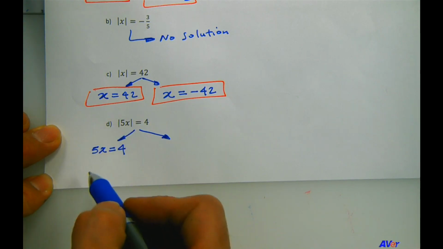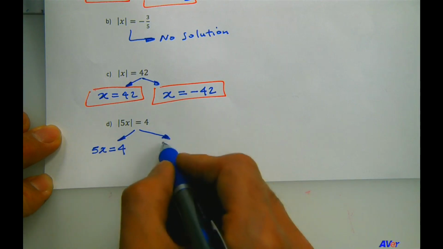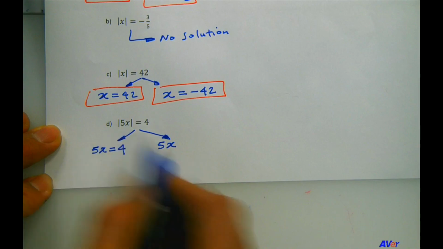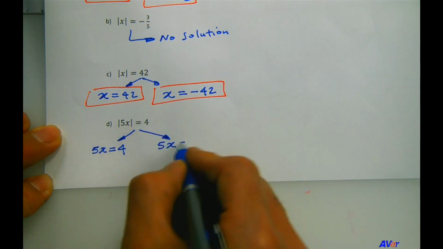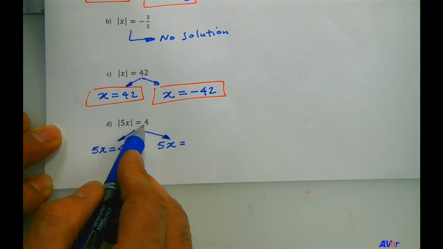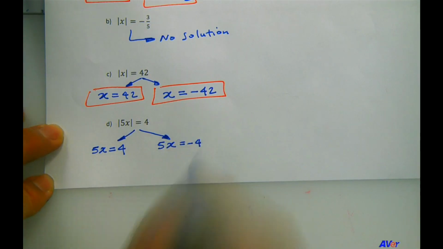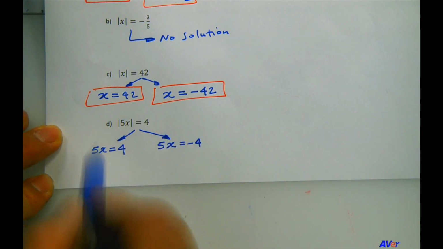The other path to a solution is to rewrite the inside of the absolute value as it is, equals, multiply the other side by a -1, -4. Okay? So now we're going to solve for x using each path.